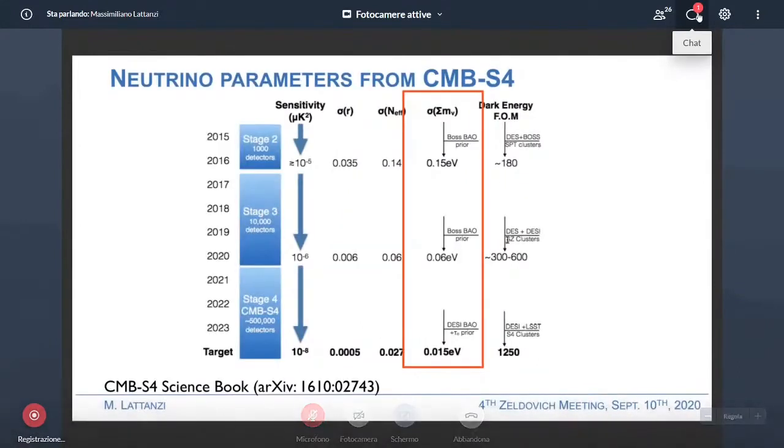And S4 is the fourth generation of CMB experiments. These are experiments from the ground that use hundreds of thousands of detectors in the focal plane, and they are expected to go, when combined with large-scale structure measurements, to the 15 millielectron volt level, which is really impressive and would mean at least a 4 sigma detection of neutrino masses.